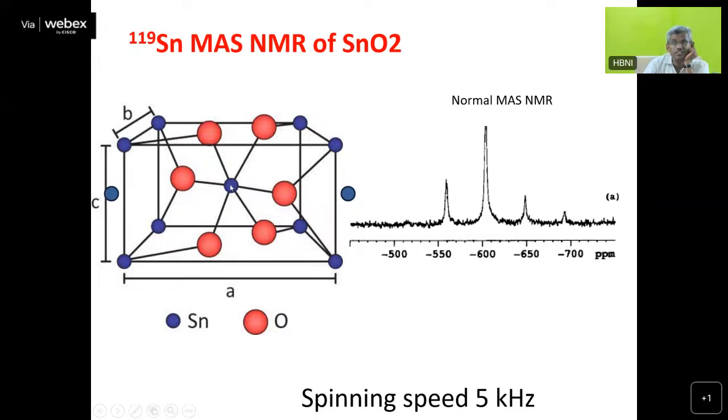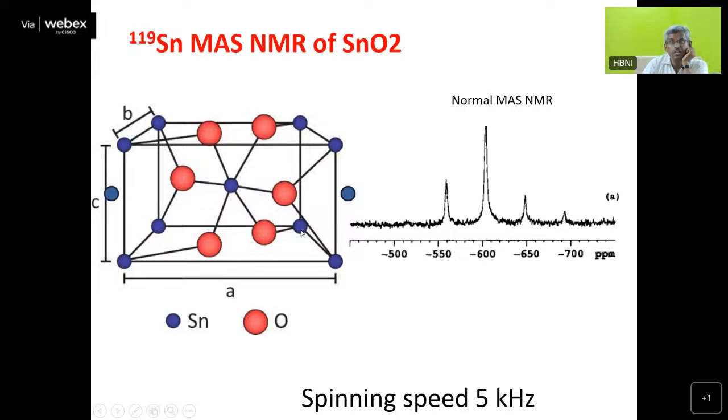You have a tin at the center. The blue color is nothing but the tin. And we have octahedral coordination, distorted octahedral coordination. 1, 2, 3, 4, 5, 6: 6 oxygen atoms are there. So tin is having an octahedral configuration. If tin is surrounded by 6 oxygen, then we should get a chemical shift around -605. This is a very qualitative way of interpreting: hexa-coordinated tin with 6 oxygen as near neighbors is characterized by a peak at -604. But the matter doesn't end there.